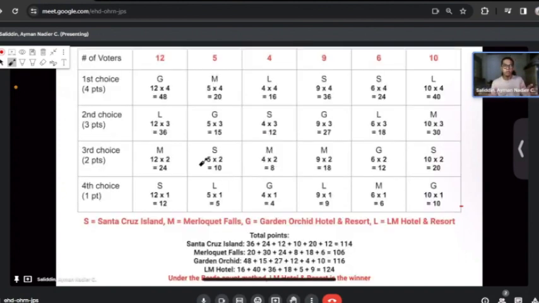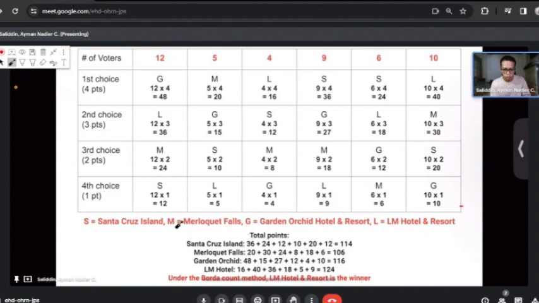To find that out, we're going to transfer it to a bigger table and show it to you. Here we have the first choice, which we assigned 4 points, second 3, third 2, fourth 1. So for example, we're going to multiply 12 by 4 in all of the first row choices, which gives us 48, 20, 16, and so on. The same thing happens in the second row, third row, and fourth row.